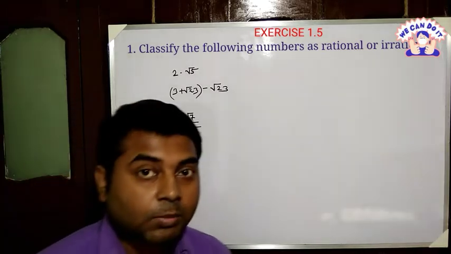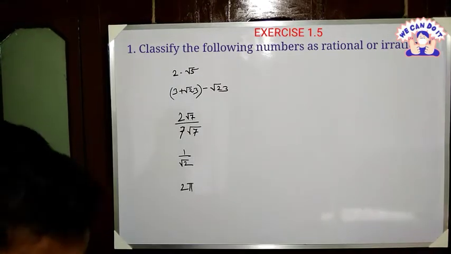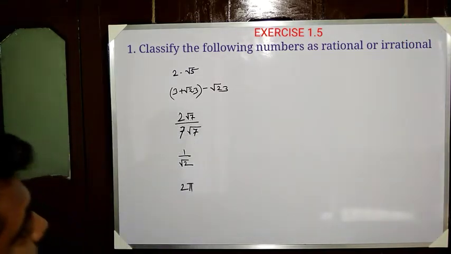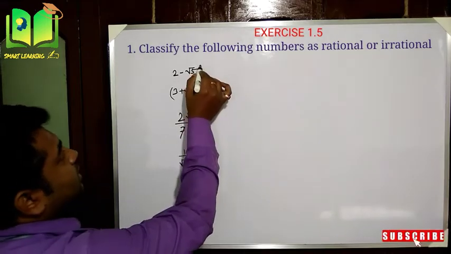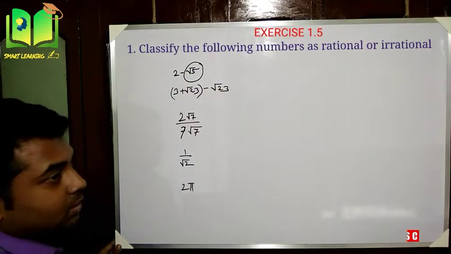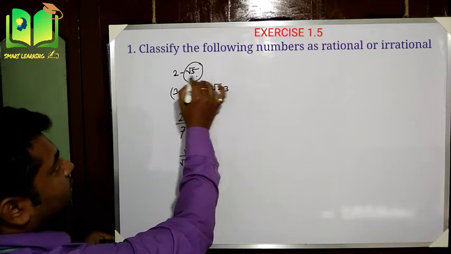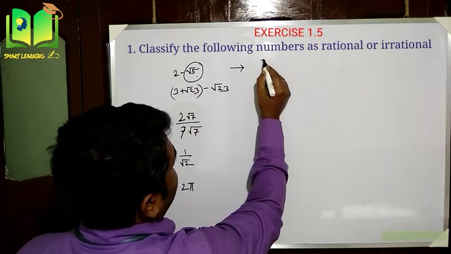Today we will discuss exercise number 1.5. So first see what is the first question. First question is classify the following numbers as rational or irrational. See, root 5 is rational or irrational? Irrational. So if you subtract any irrational number from a whole number, it is also an irrational number.